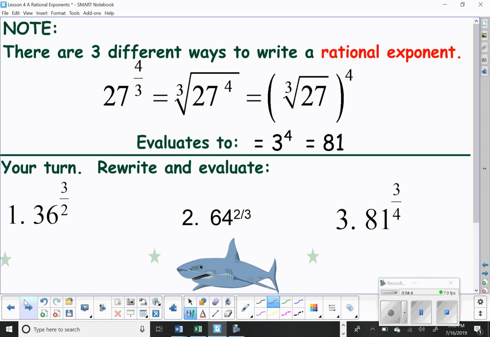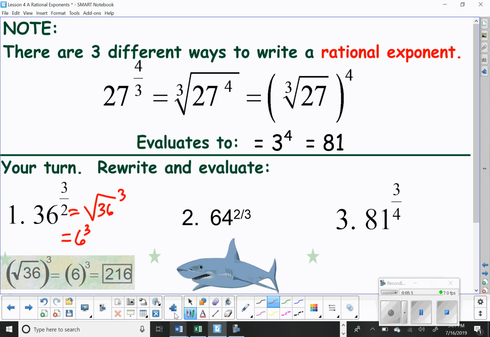Now, your turn to rewrite. Think about what's easier. I can do the square root of 36 and then cube it, or I could cube 36. I think it's easier to take the square root of 36. What is the square root of 36? Well, that is 6. So then I'm left with 6 cubed. And there's my answer. Okay, try 64 to the 2/3 and 81 to the 3/4.